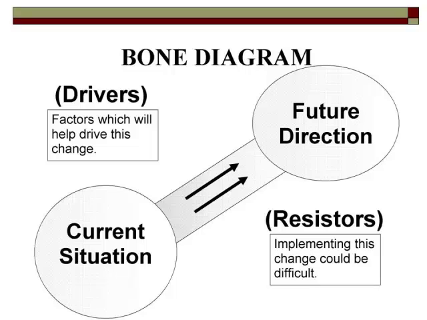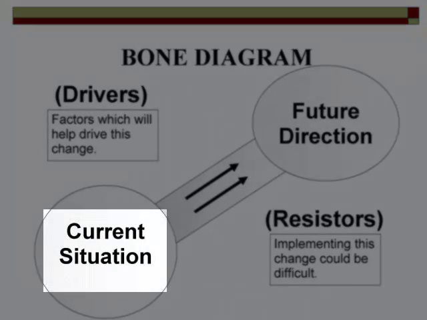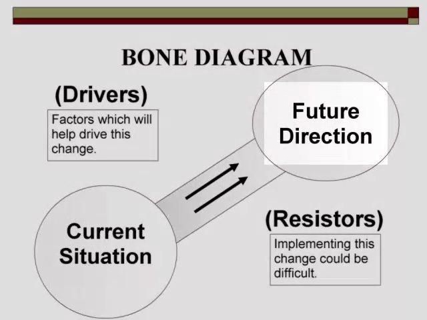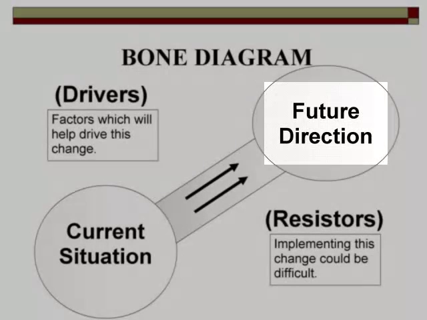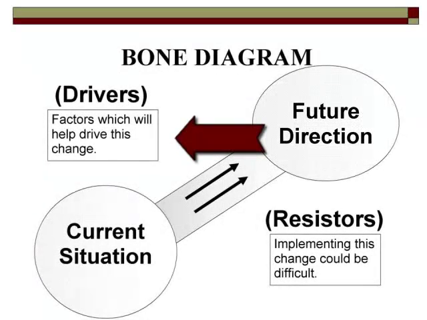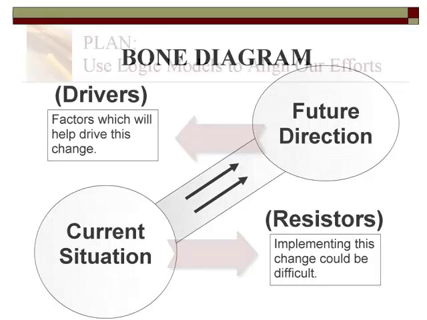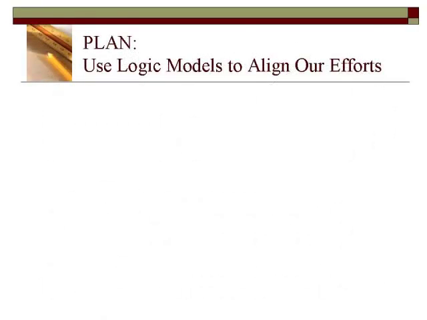The bone diagram visually depicts your current situation, which generally reflects your needs, and your future direction, reflecting your desired outcome, along with elements that promote or restrict you from your desired goal. It is a great brainstorming quality tool. Knowing what will drive positive change and what resistors exist can help you create better strategies.